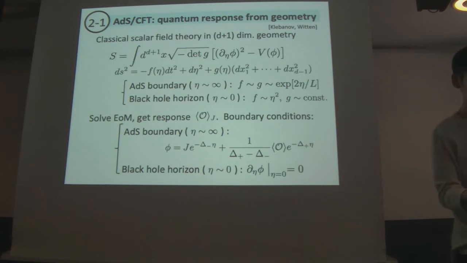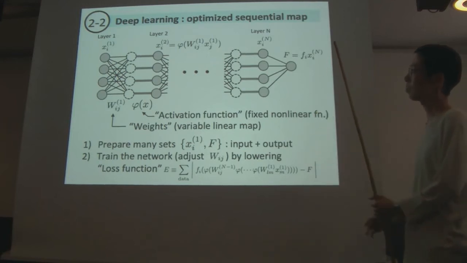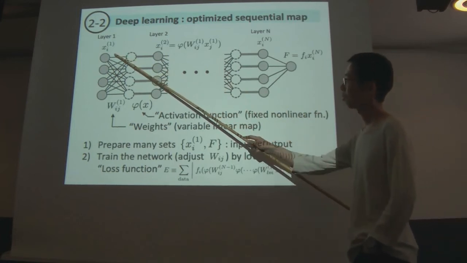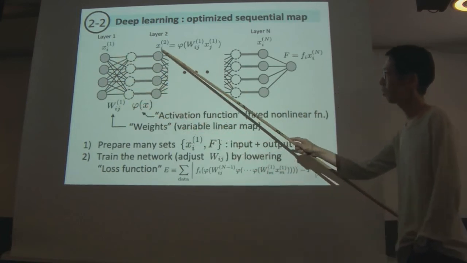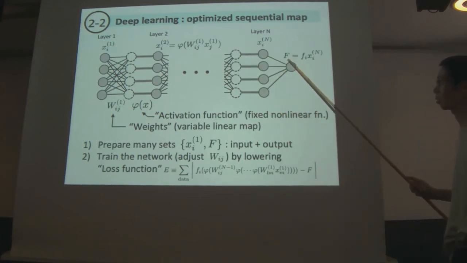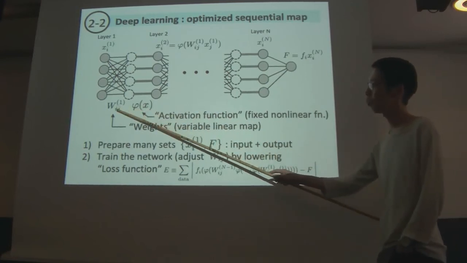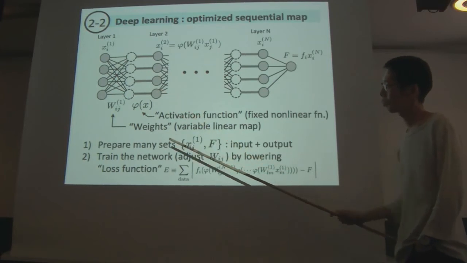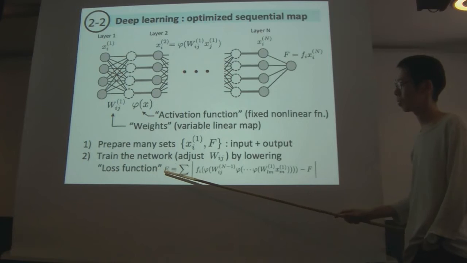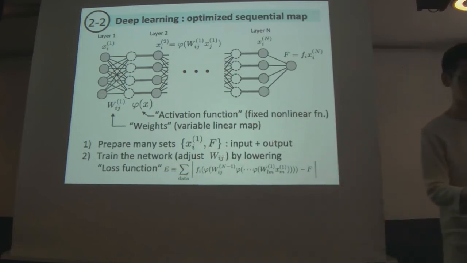I use this for a neural network. This is the one-page summary of a neural network, the perceptron. You have an initial input layer, many hidden layers, and then the final layer, which is the output number. The activation function is phi, and W is the weights. You prepare many sets of X and the final value, and then you make the loss function lower to train the system. So this is a neural network.